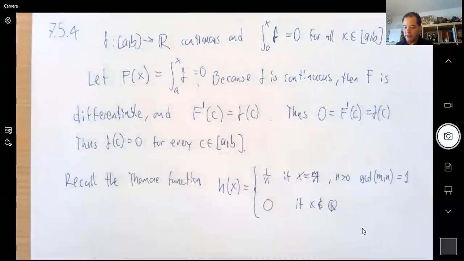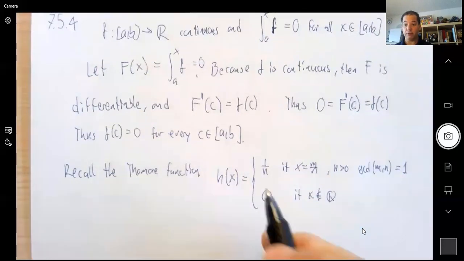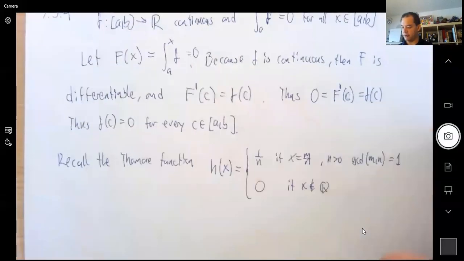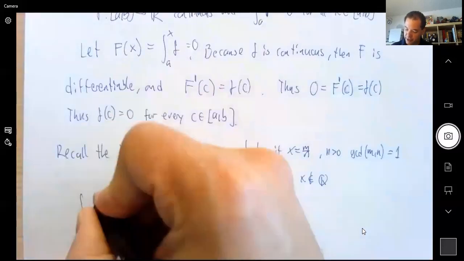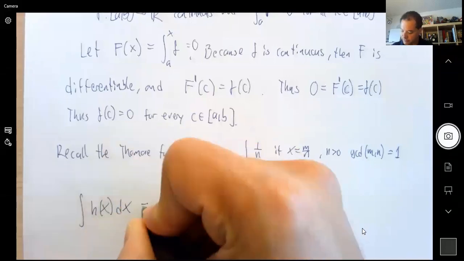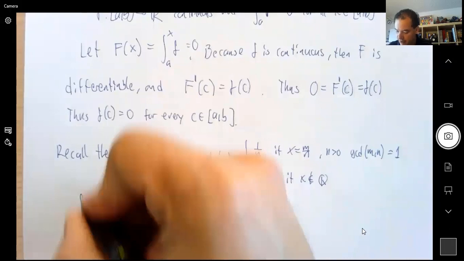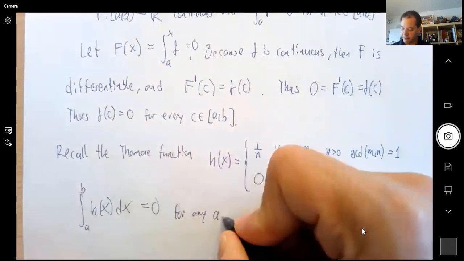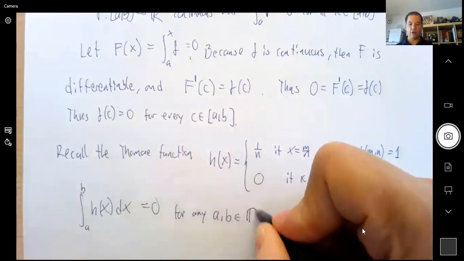And you can check that this function is integrable. It has a lot of discontinuities, but you can integrate it. It's one of your problems in section 7.2, I believe. So the integral of the function h is 0 for any a and b. It's zero all the time.